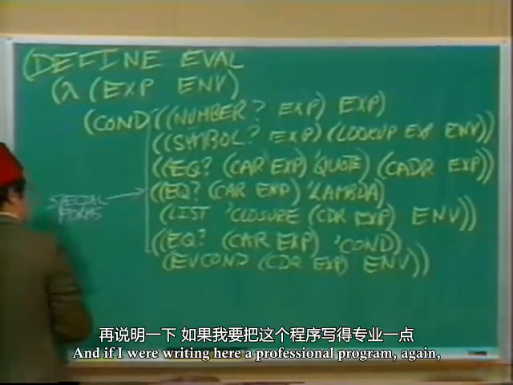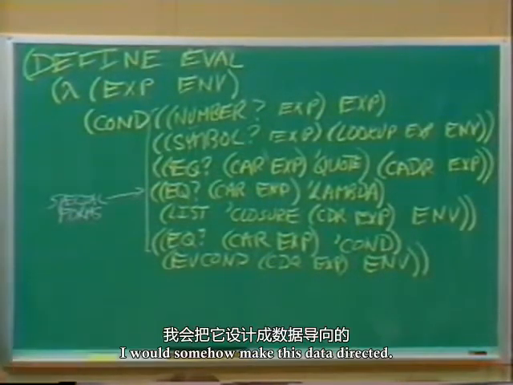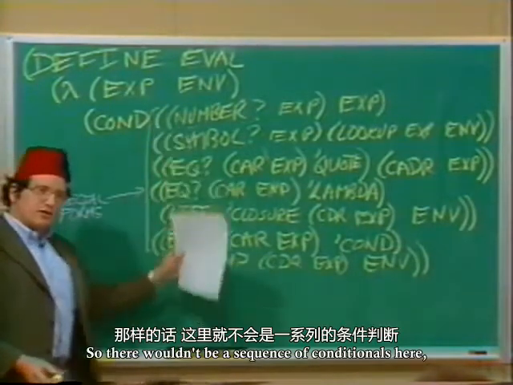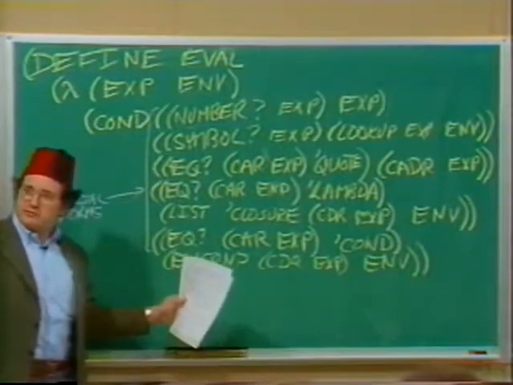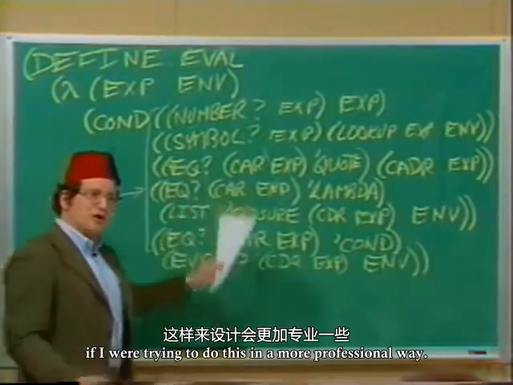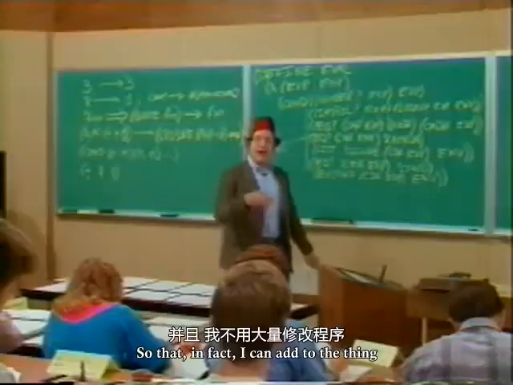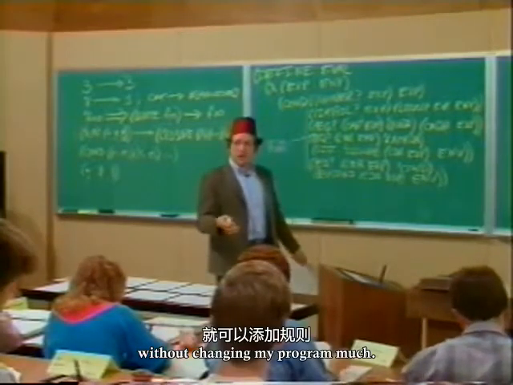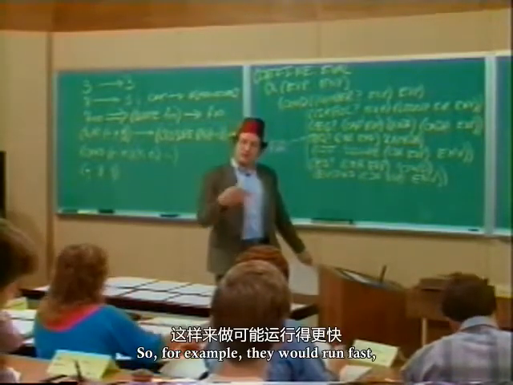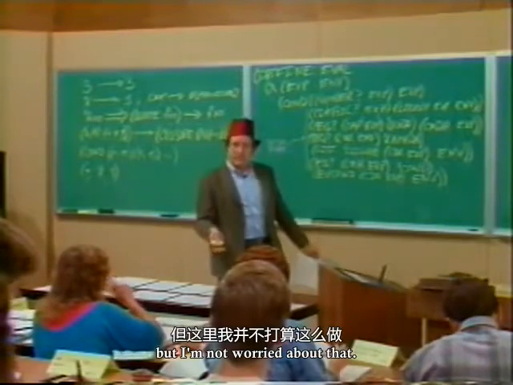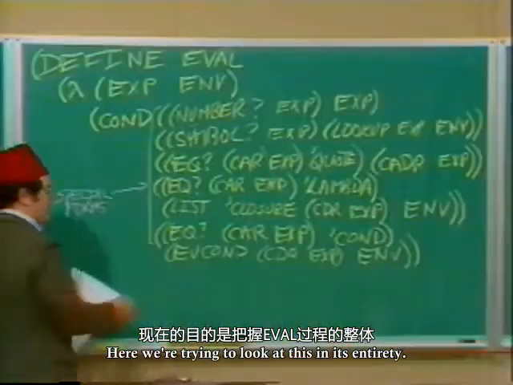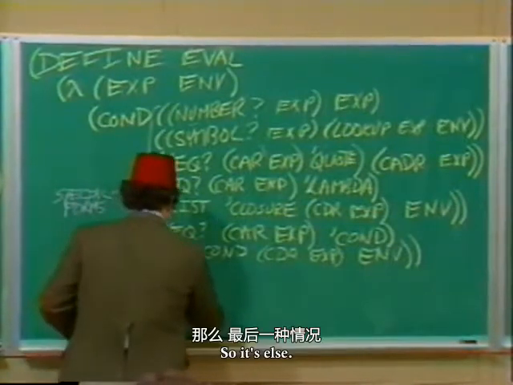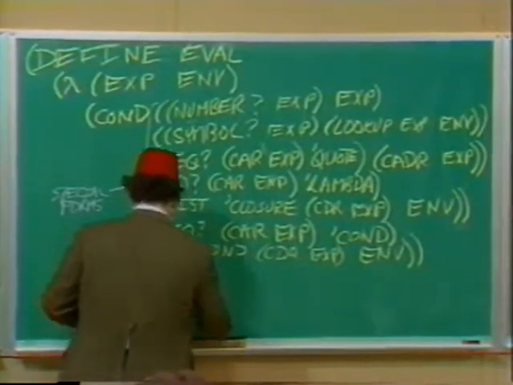And if I were writing here a professional program again, I would somehow make this data directed. So there wouldn't be a sequence of conditionals here. There'd be a dispatch on some bits. Okay, if I were trying to do this in a more professional way, so that in fact I could add to the thing without changing my program much. So for example, the thing would run fast. But I'm not worried about that. Here we're trying to look at this in its entirety. So it's else. Well, what do we do?